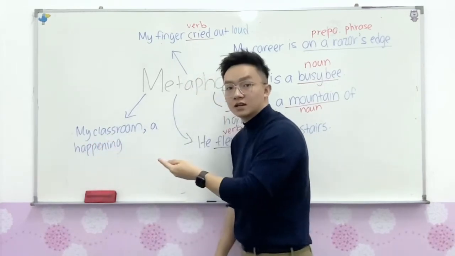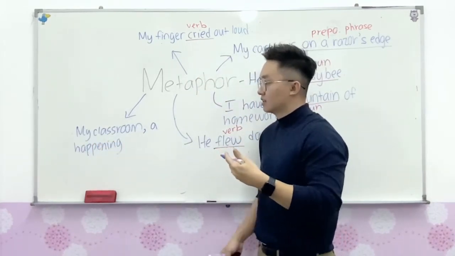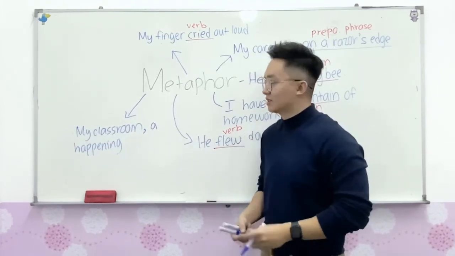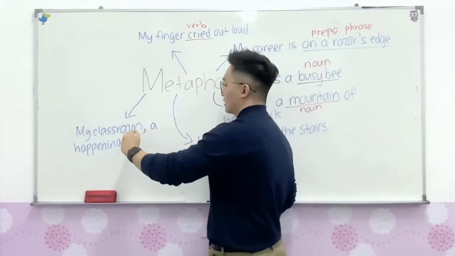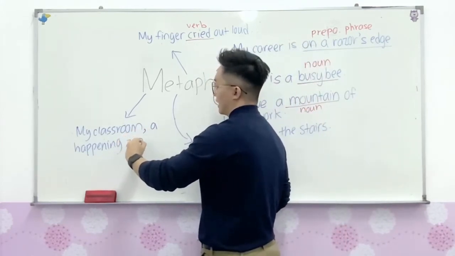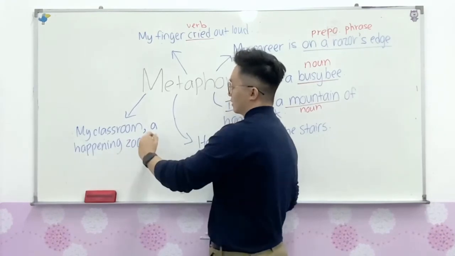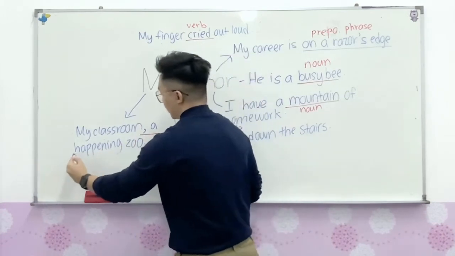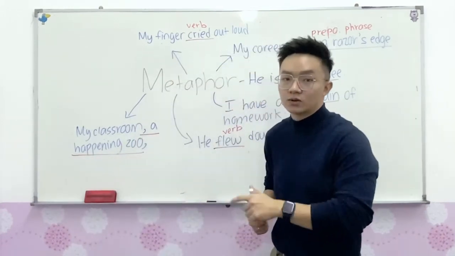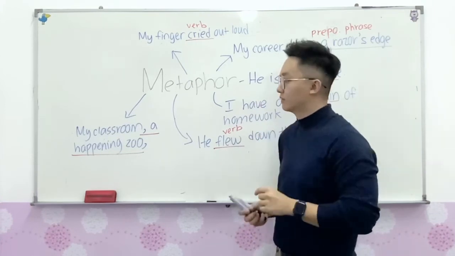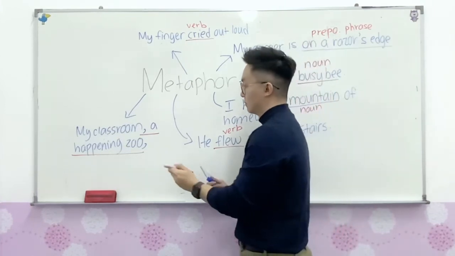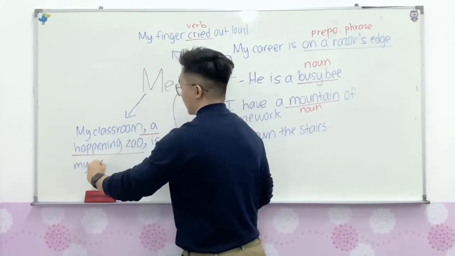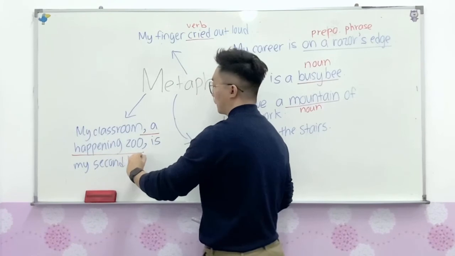Do you know the meaning of happening? It's lively, like in the market or the shopping mall. So my classroom, a happening zoo, comma, comma. Do you see that? This is called the appositive phrase. So my classroom, the happening zoo, is my second home.